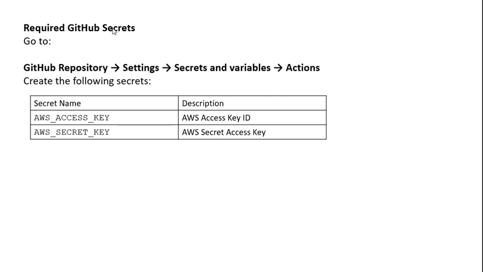This requires GitHub secrets. Go to the GitHub repository, Settings, then Secrets and variables, then Actions, and create the following secrets. The secret name AWS_ACCESS_KEY_ID, in capital letters, with the description AWS access key ID, and AWS_SECRET_ACCESS_KEY with the description AWS secret access key, to generate.